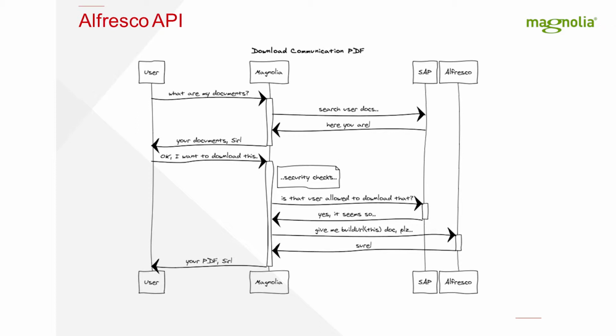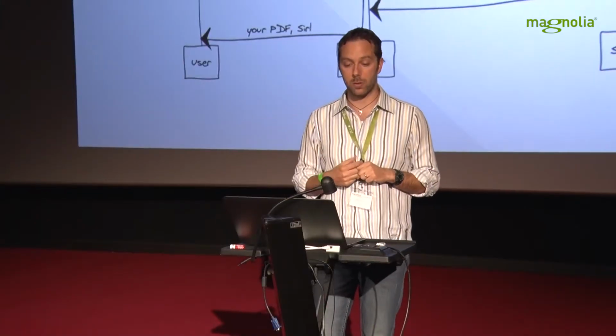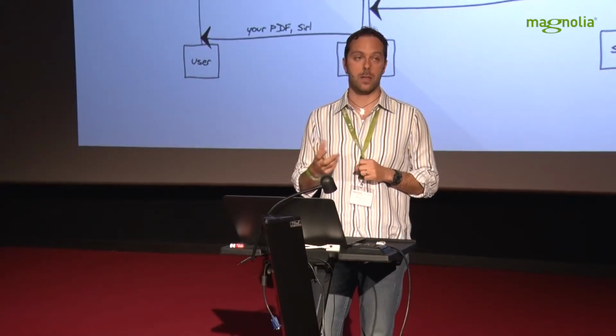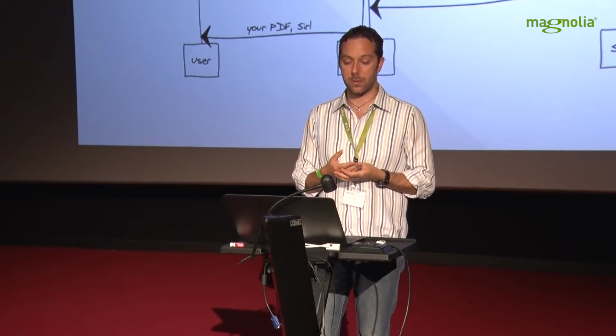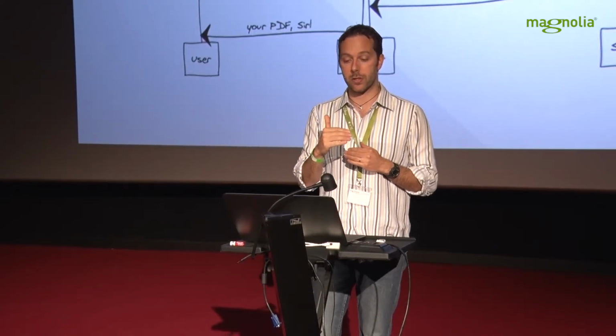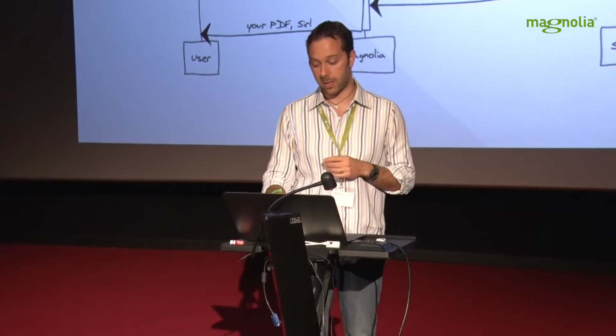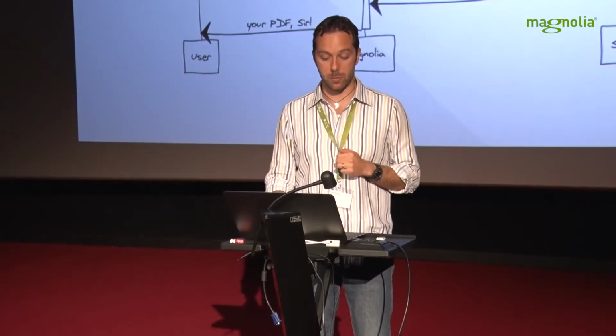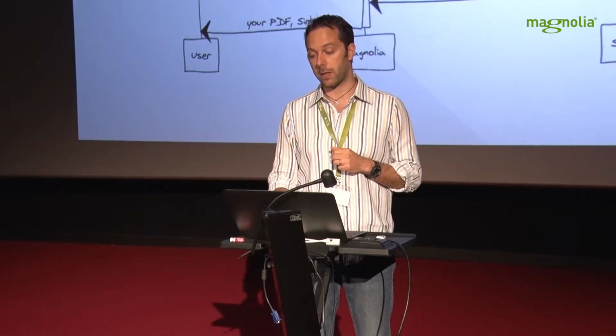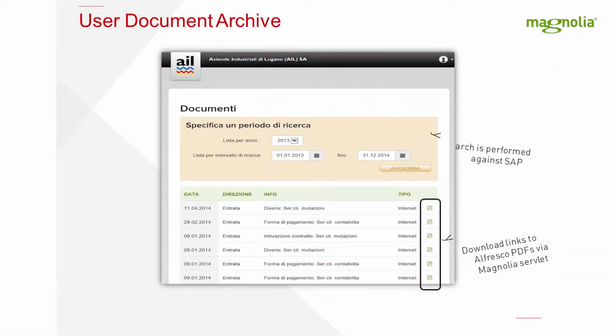And when a user asks for a download, we ask SAP again if that user is allowed to do so, and in the same context, in the same operation, we download the documents from Alfresco, serving the PDF to the final user. This is the visual representation. So the search is again performed against SAP, but the download from Alfresco is done through the Alfresco API via the Magnolia servlet.